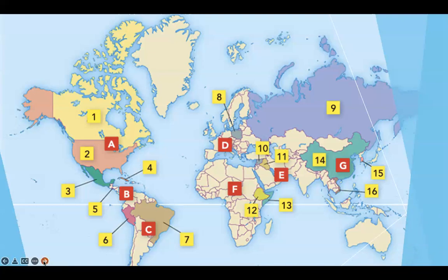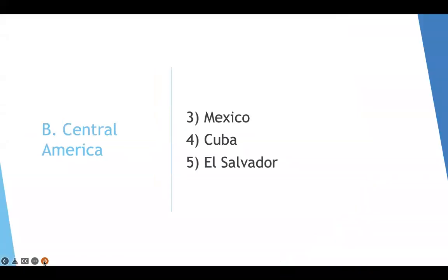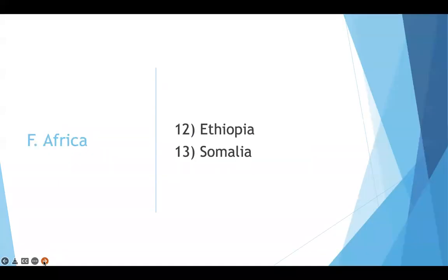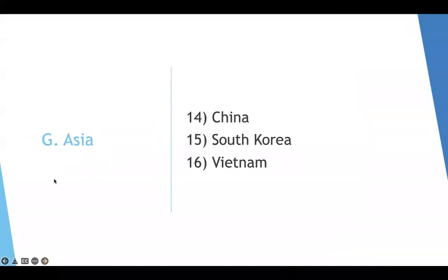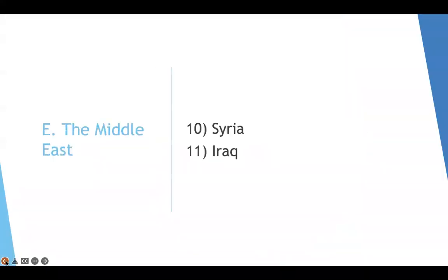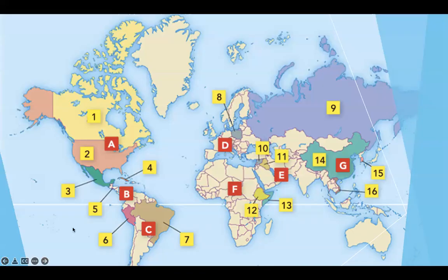All right, and our last one, letter G. Does anyone know what is labeled with letter G? This is Asia. This is the biggest continent in the world. And then 3 countries that I've pointed out are China, South Korea, and Vietnam. So we have China, South Korea, and Vietnam.